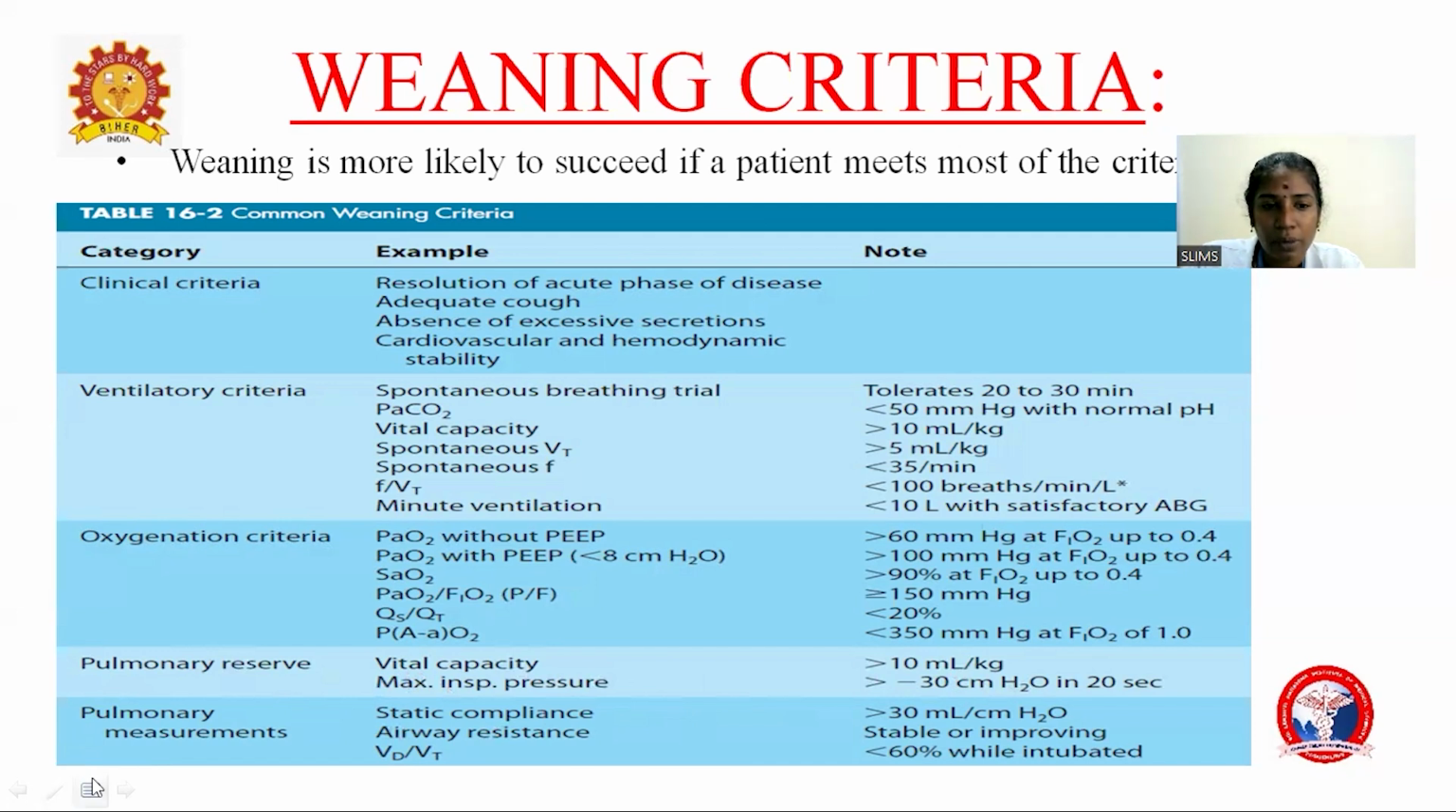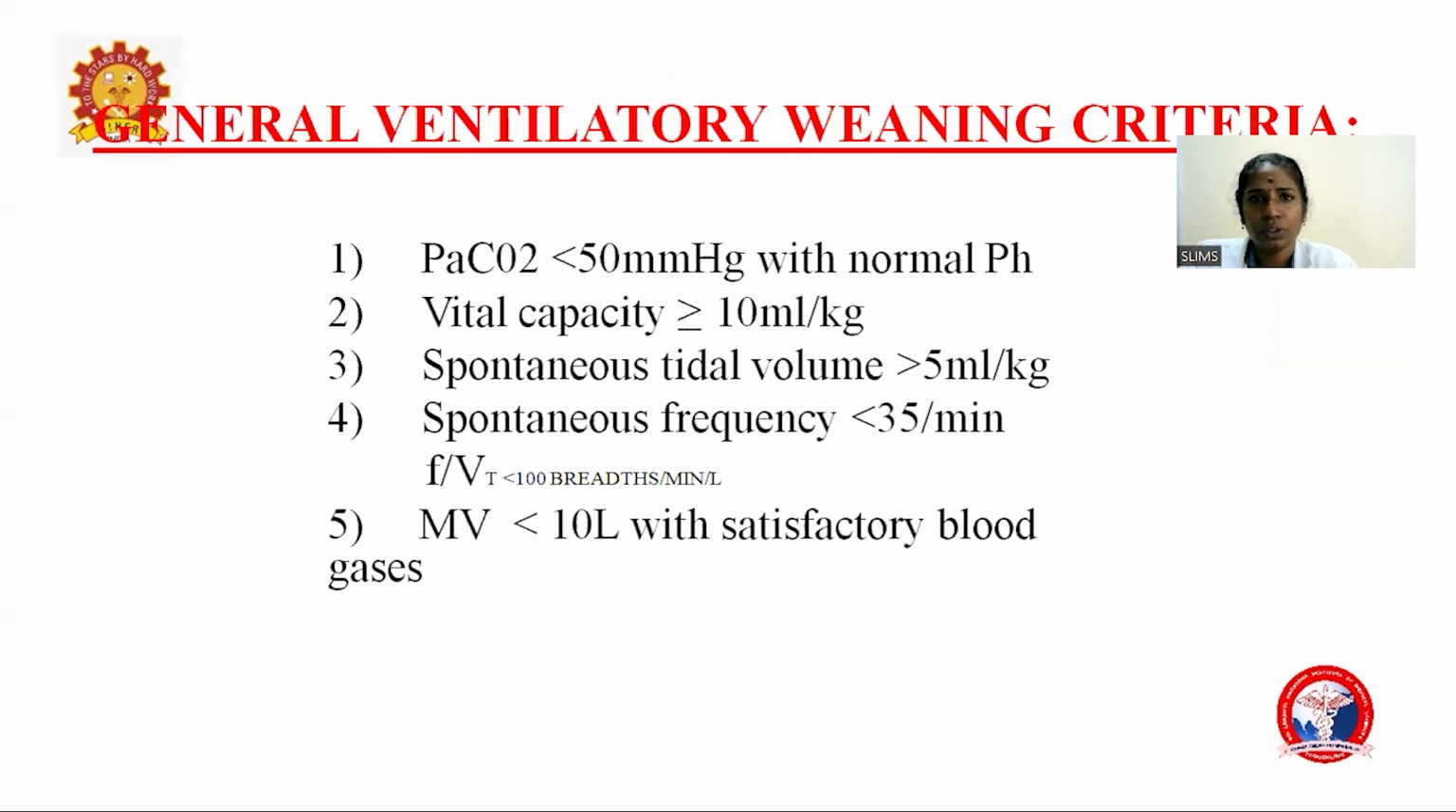And the next is the pulmonary mechanics measurement. There are two compliances, static compliance and dynamic compliance. In that, static compliance should be more than 30 ml per centimeter of water, and airway resistance should be stable or improved. And VD by VT should be less than 60% while extubation. Then moving on to the general ventilatory weaning criteria, where the PaCO2 should be less than 50 millimeter of mercury, as I told you, with the normal pH.